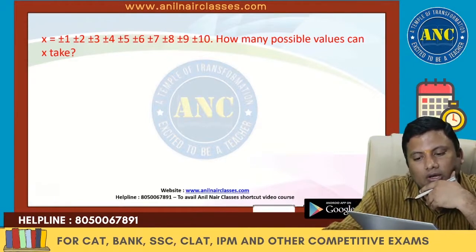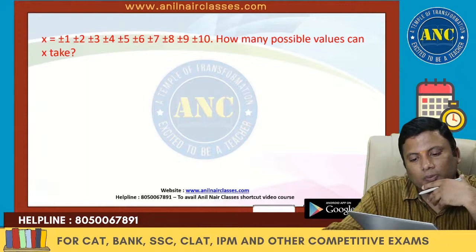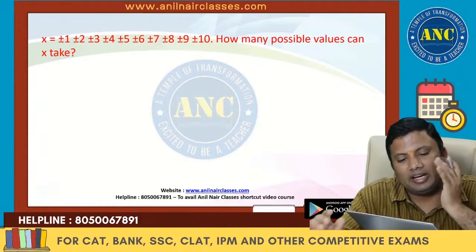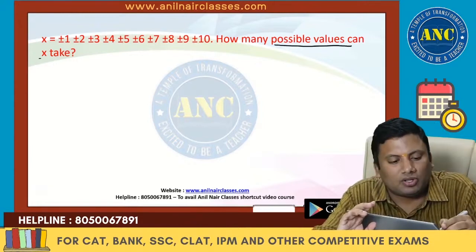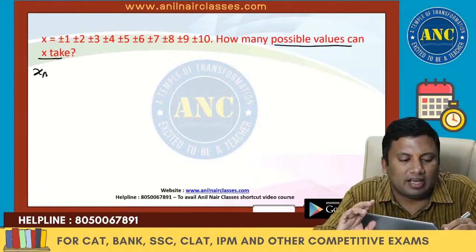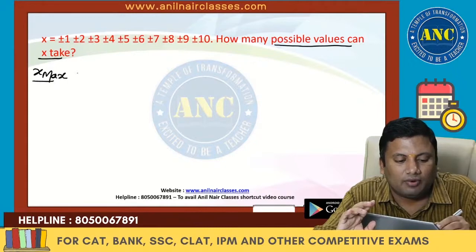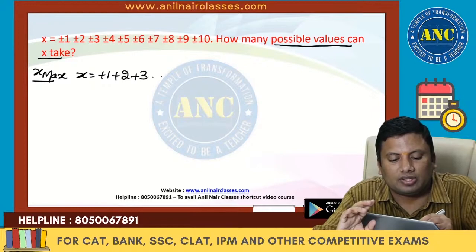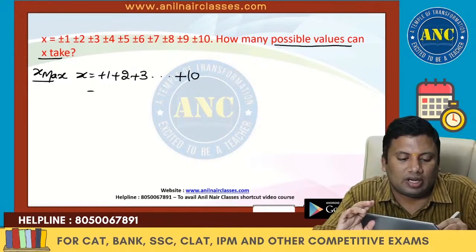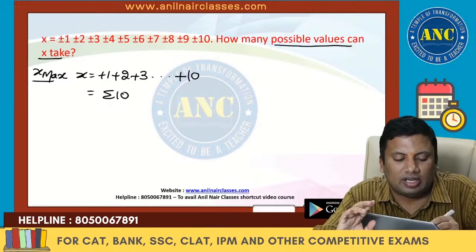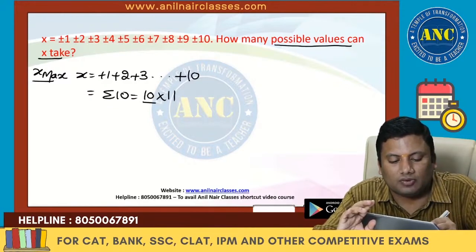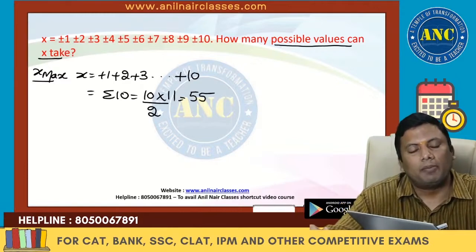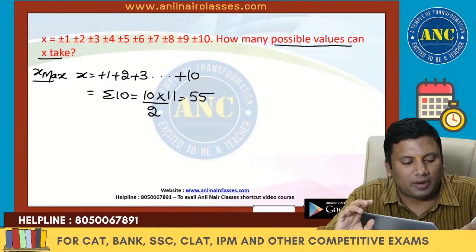x is equivalent to plus or minus 1, plus or minus 2, plus or minus 3, plus or minus 4, till plus or minus 10. How many distinct values, how many possible values will x take? If I want x's maximum value, x is plus 1, plus 2, plus 3 and so on up to plus 10. This is nothing but summation of 10, n into (n plus 1) by 2, which is nothing but 55. The maximum value x can take is plus 55.